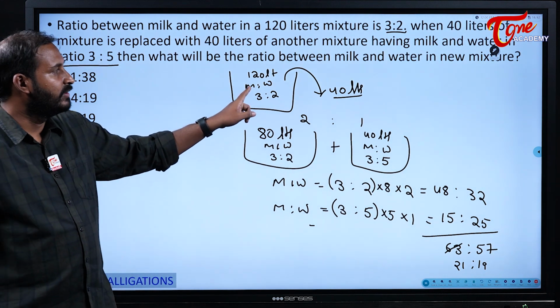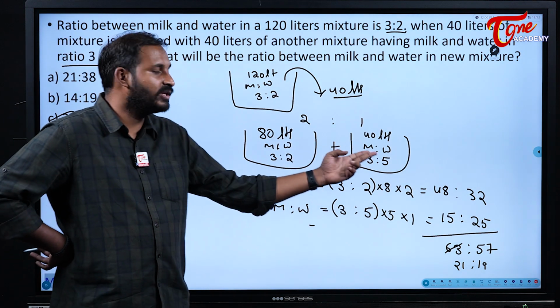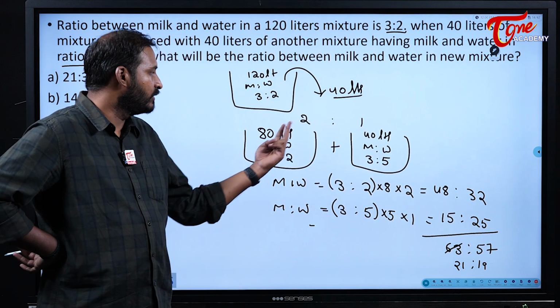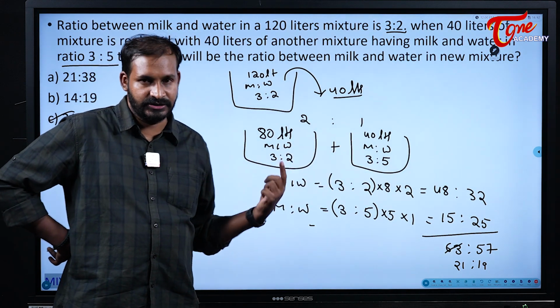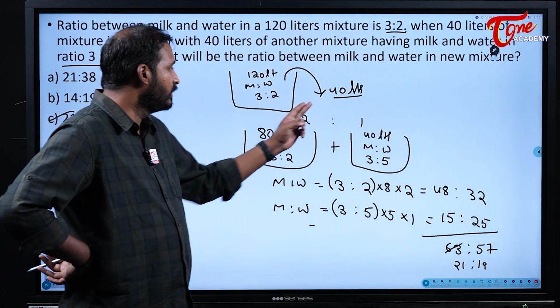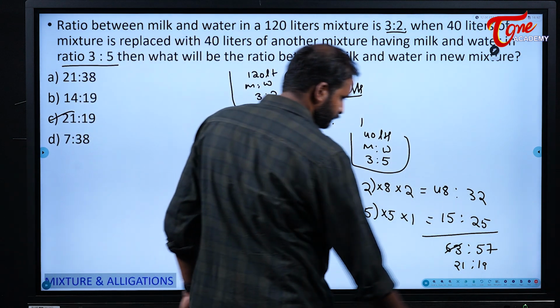Understood the concept? When we take out 40 liters, the proportion will remain same. And we are adding 40 liters of a new mixture. In that, milk and water are in the ratio of 3:5. So these two quantities should be mixed in what proportion? 2:1 ratio. So the same thing. First of all, I balanced it and then I multiplied it with 2 and 1. Understood? Right. Next one.